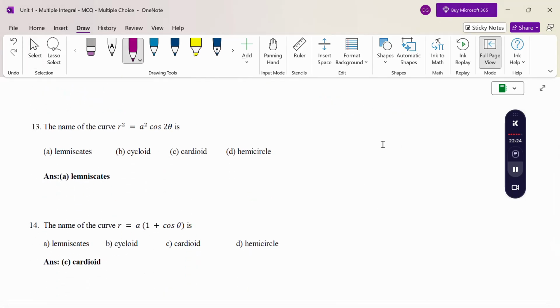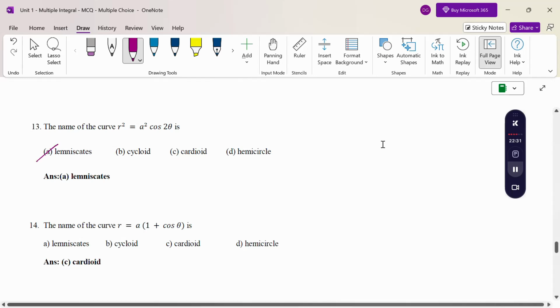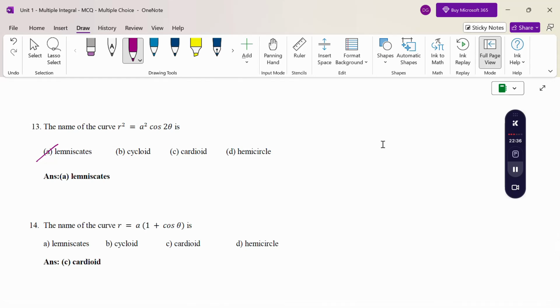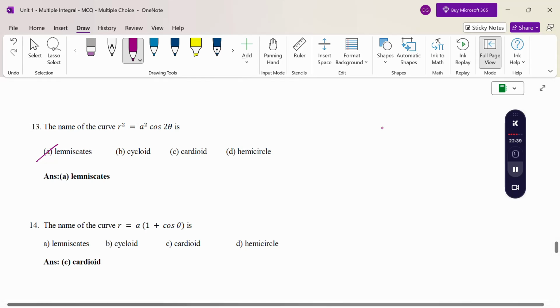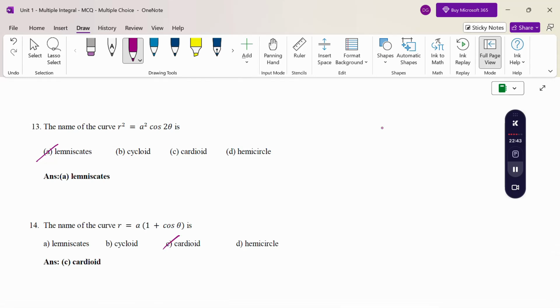Now the name of the curve r square equal to a square cos 2 theta is nothing but a lemniscate. So option A, this is the form of a lemniscate. And then the nature of the curve r equal to a into 1 plus cos theta, this is the cardioid form. So this is a curve shape. Sometimes the problem may ask about the curve shape, so the curve equation is shown based on the curve shape.